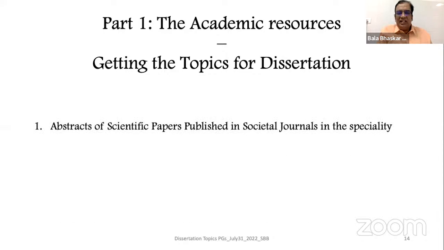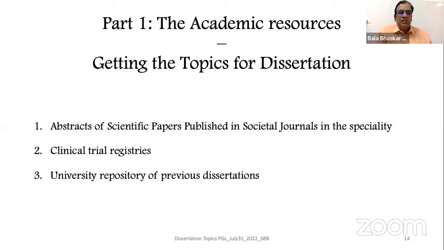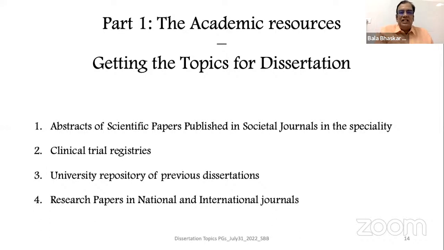So this is a list actually. This is by no means a comprehensive list, but it covers the majority of the research areas in terms of research topics for the dissertations. For example, abstracts of the scientific papers published in the societal journals in the specialty would be an important source. Clinical trial registries in the specialty would be a second important source. Third would be the university repository of the previous dissertations and the synopsis that is submitted. Number 4 would be the research papers in the national and international journals. So broadly, these would be the 4 areas where we can check for the various topics.